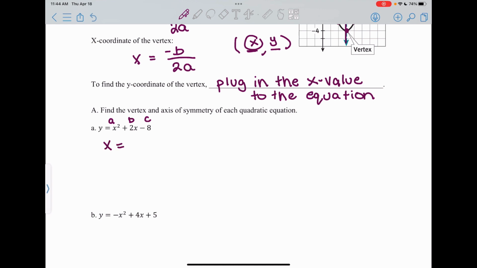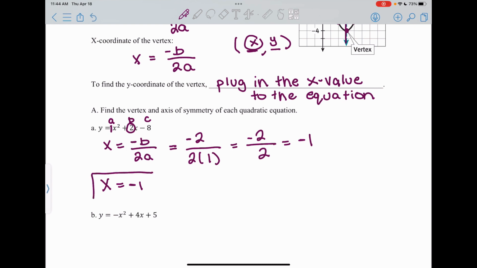My axis of symmetry equation is negative b over 2 times a. So it looks like my b value is 2, so negative 2 divided by 2 times a, which is an imaginary 1. 2 times 1 is just 2, and negative 2 divided by 2 is negative 1, which means my axis of symmetry is the line x equals negative 1. Remember, we call vertical lines x equals because those vertical lines are what go through the x-axis. So we have the equation x equals negative 1, which also tells us that our vertex starts with negative 1.